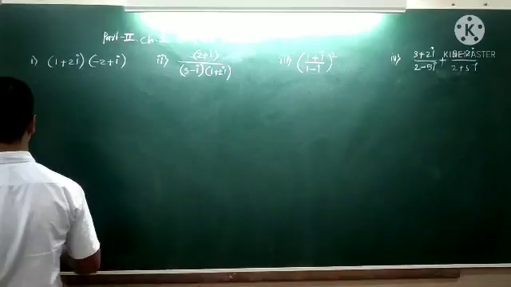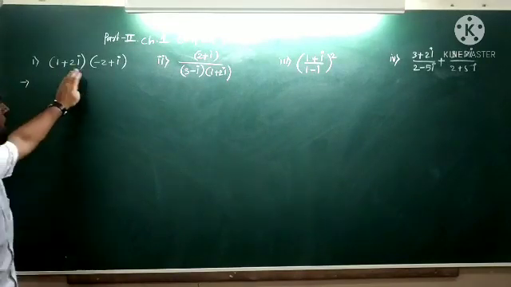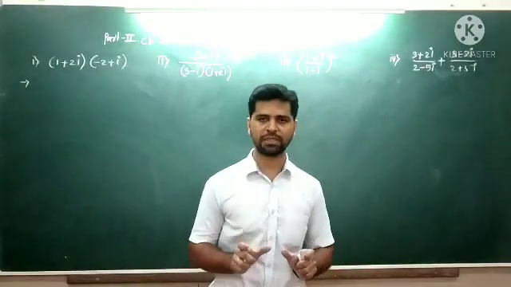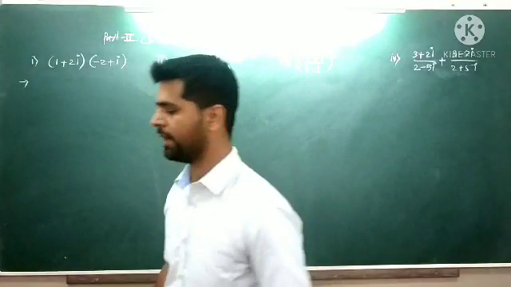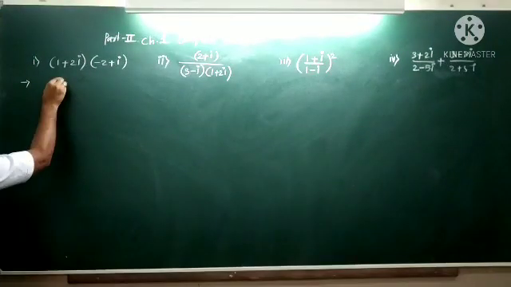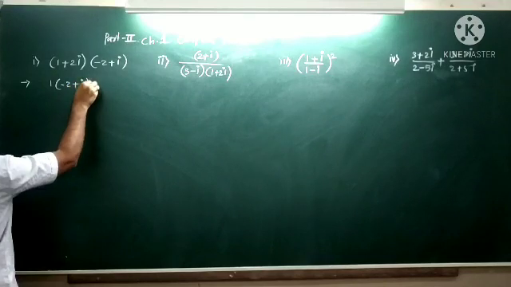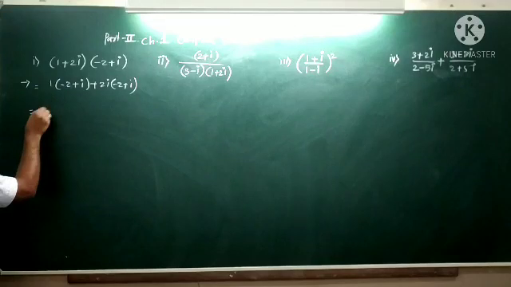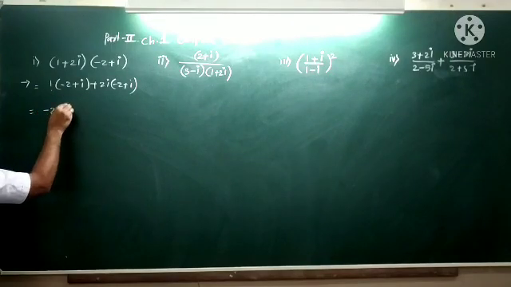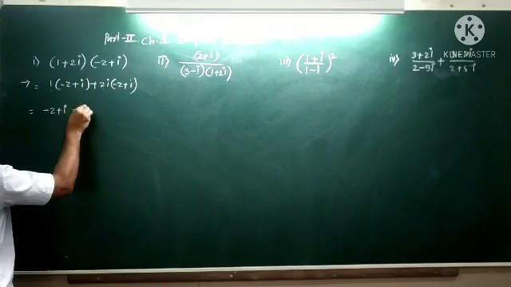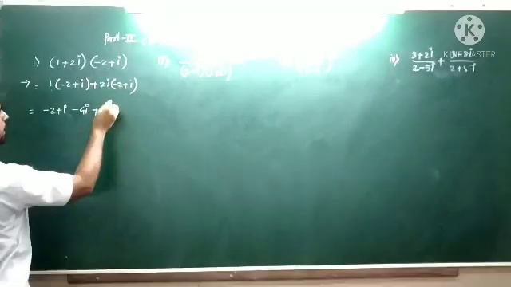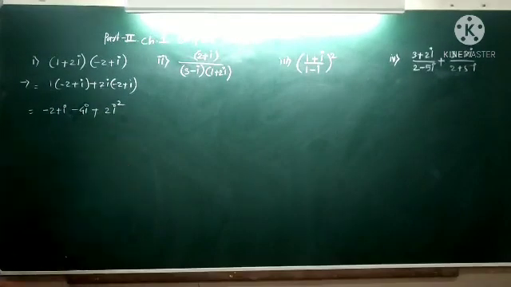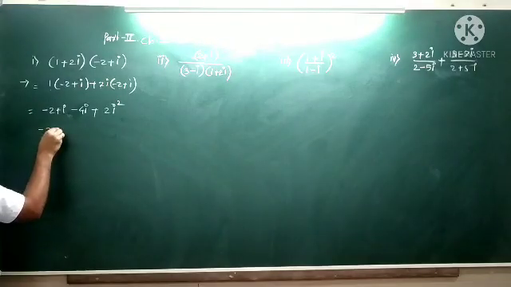Question is evaluate. First is (1 plus 2i) into (minus 2 plus i). These are two brackets, and in both brackets a complex number exists, so we just have to multiply them. Let's multiply by separating: 1 times (minus 2 plus i) plus 2i times (minus 2 plus i). Let's simplify this. 1 into this is minus 2 plus i, and 2i into this becomes minus 4i plus 2i into i is 2 times i square. But we know the value of i square is minus 1. So this i square will be replaced with minus 1.